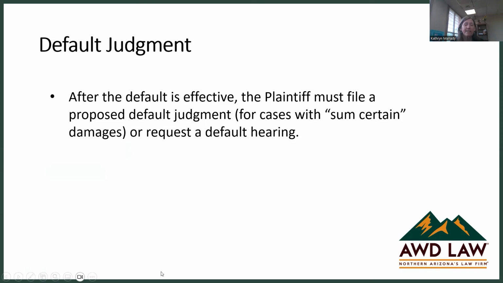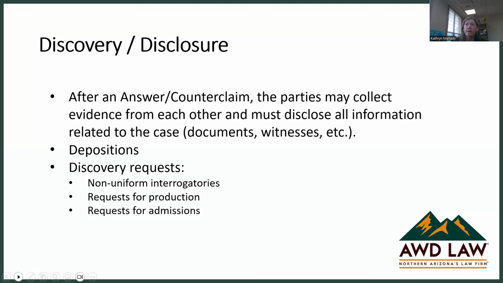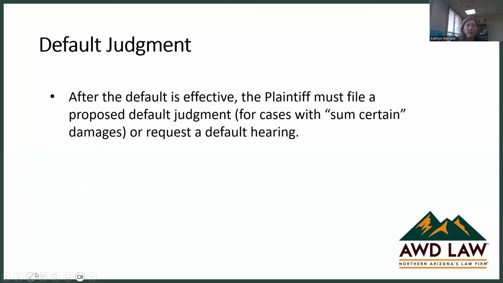Default is great, but it's not the judgment. There's one more step, one more box you have to check. After 10 days, if the defendant does not file an answer, of 10 days after the application for entry of default, the plaintiff needs to file a proposed default judgment or request a default hearing. So that's for the judge to say how much this defendant owes you or what the defendant needs to do, and issues an order for whatever it is that you're asking for.